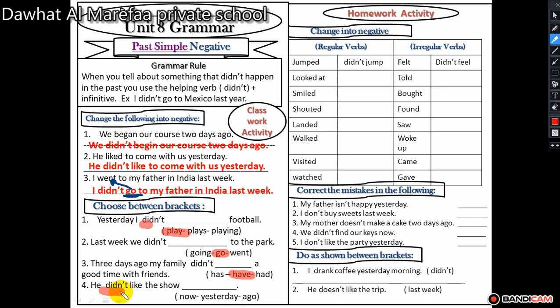Didn't. It shows that we are in the past, but in the negative case. So he didn't like the show. Now? No. Yesterday? Yes. Ago? Ago and yesterday, both of them indicate that we are in the past. But we cannot add ago without anything.